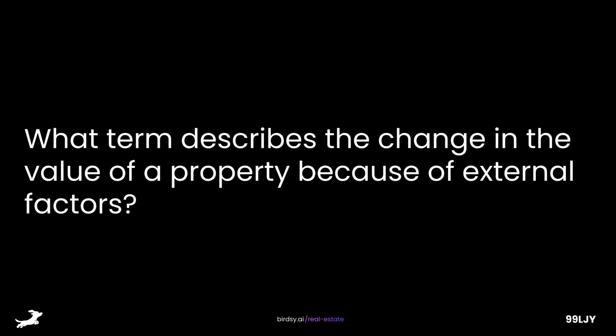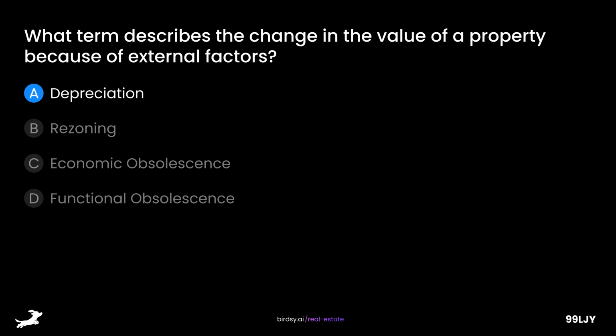What term describes the change in the value of a property because of external factors? Is it A, depreciation, B, rezoning, C, economic obsolescence, or D, functional obsolescence? The answer is C, economic obsolescence.